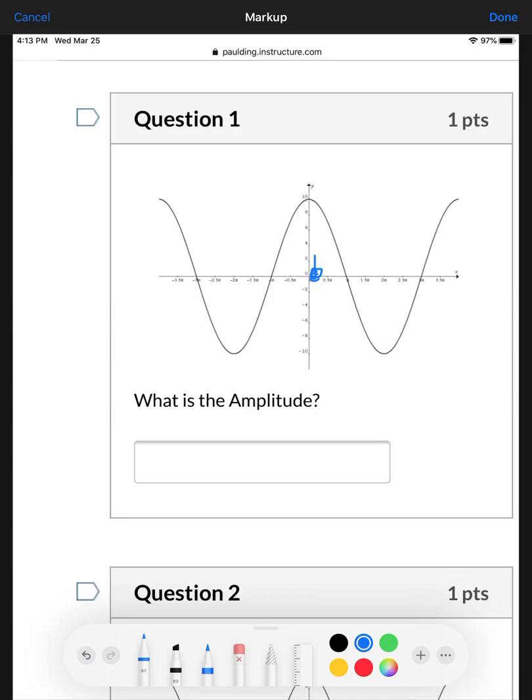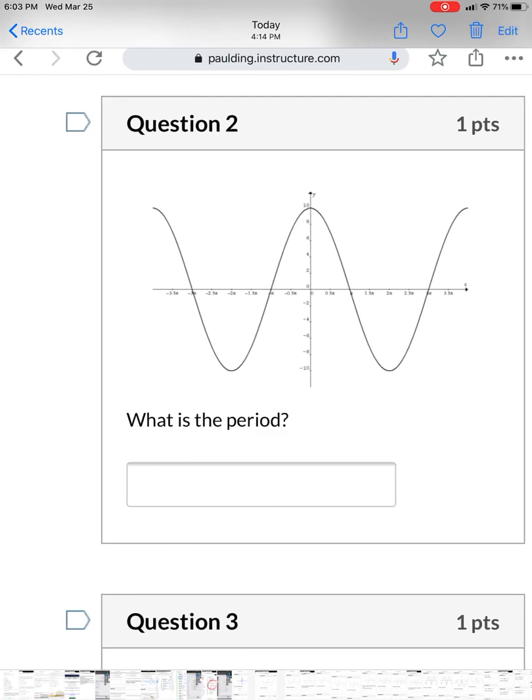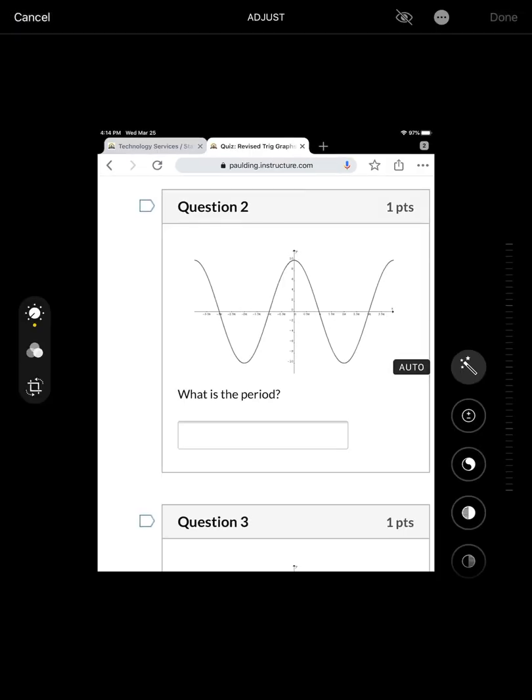Well, amplitude is how far I go up and below from the center. So 10. There's the answer to the first one. Going to number 2. Same graph, what's the period?